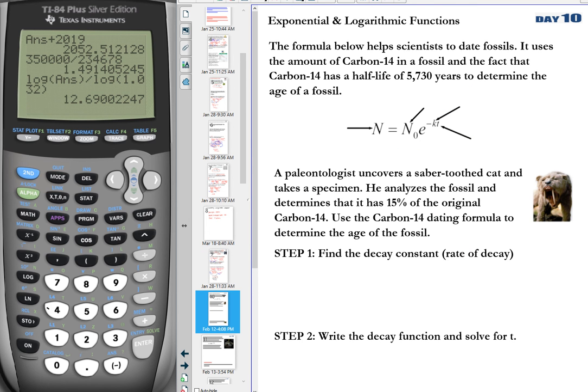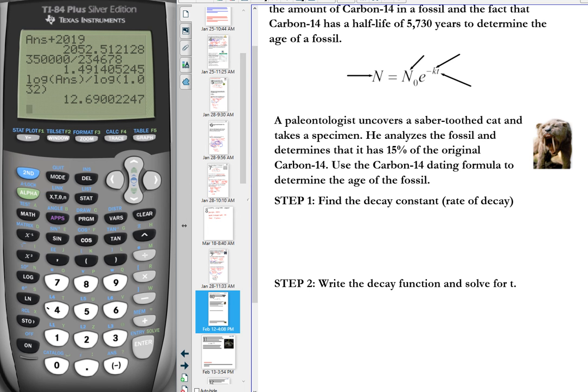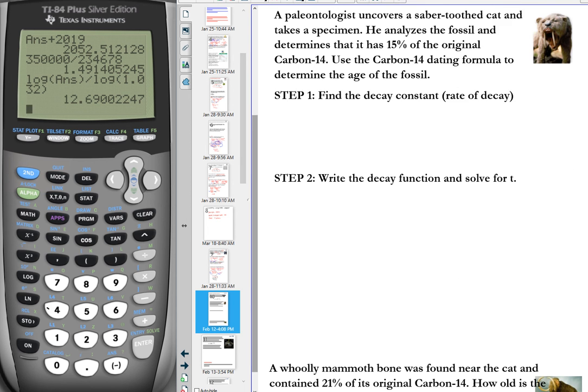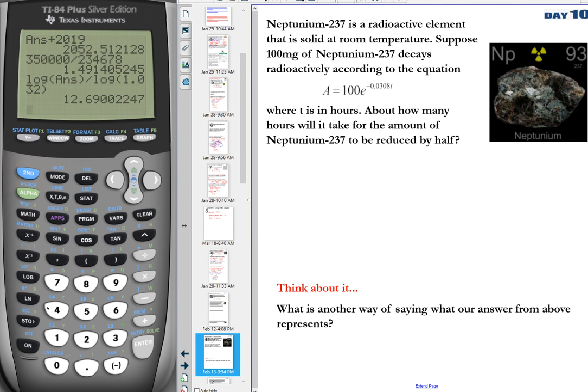Okay, let's not worry about this one here. This is a half-life, and we're not going to worry about finding the constants. So, let's get to this one instead. Neptunium-237 is a radioactive element that is a solid at room temperature. Suppose that 100 milligrams of neptunium, that's where they get this 100 from. They've already modeled it for you. It decays according to that equation, where T is in hours. I'm telling you T is hours. About how many hours will it take to be reduced by half?